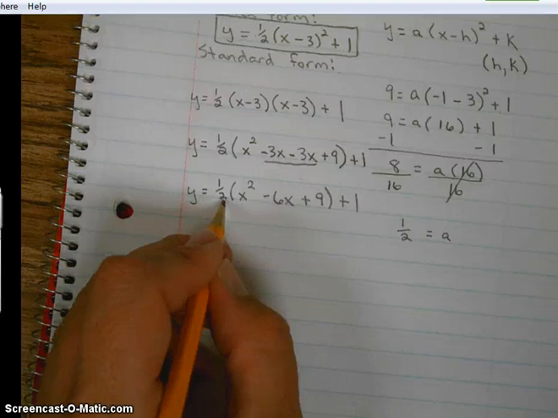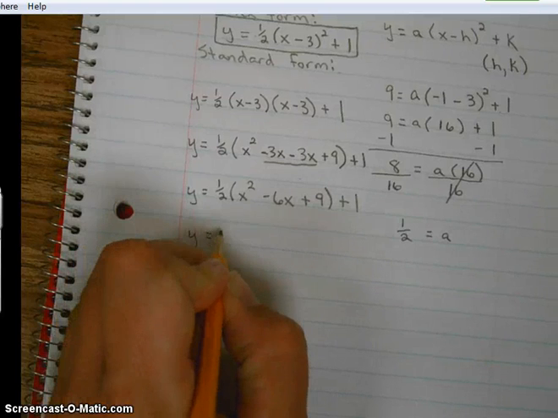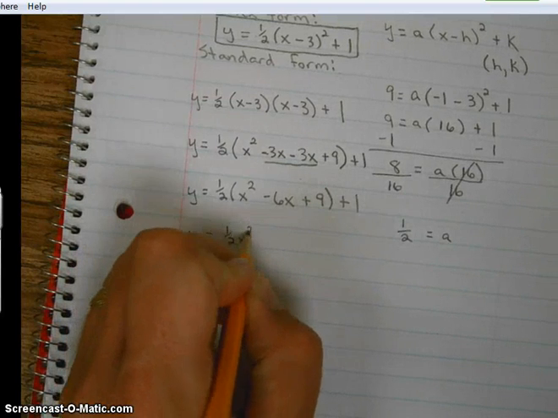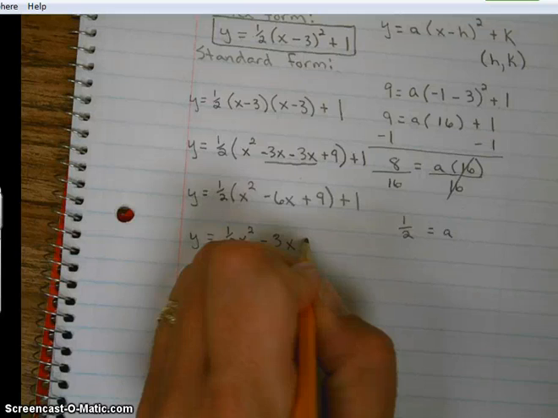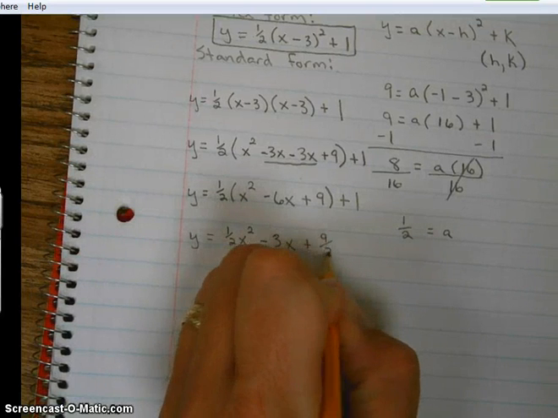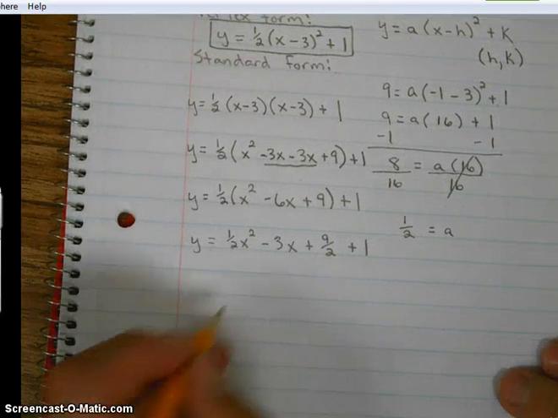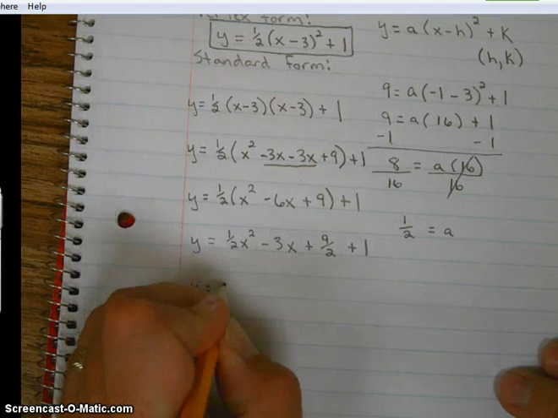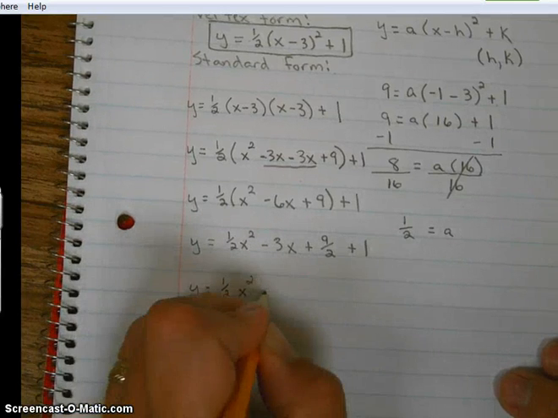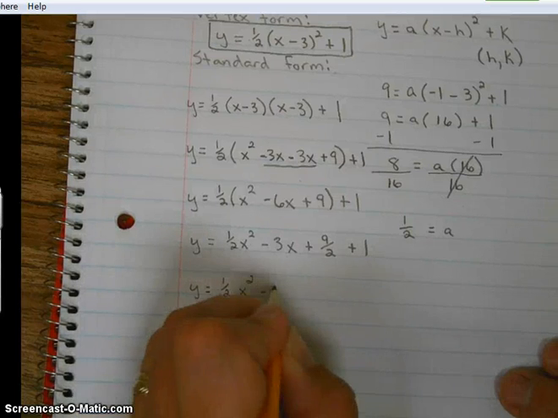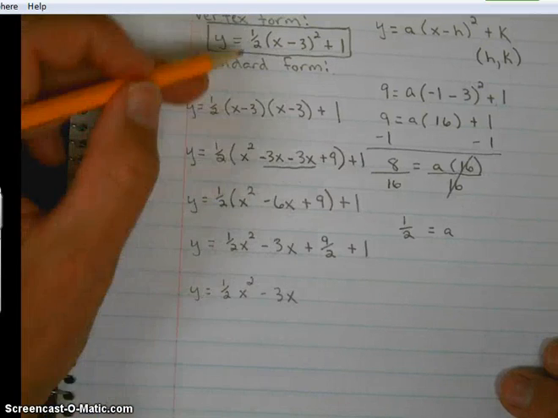Now what we're going to do next is distribute the 1/2, using the distributive property. Okay, and now we're going to combine any like terms to simplify this down. So notice we have our vertical compression. It's opening up because it's positive. So that's one thing that standard form and vertex form have in common. They both tell you the a value.